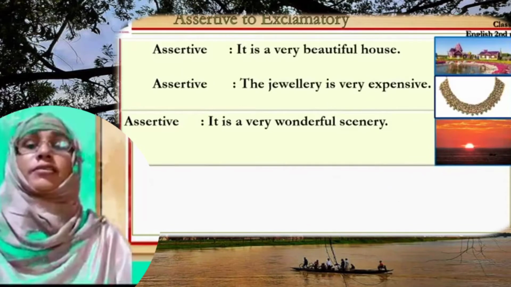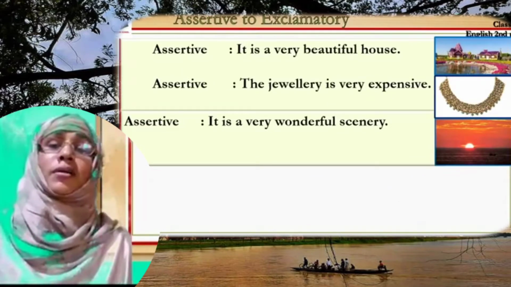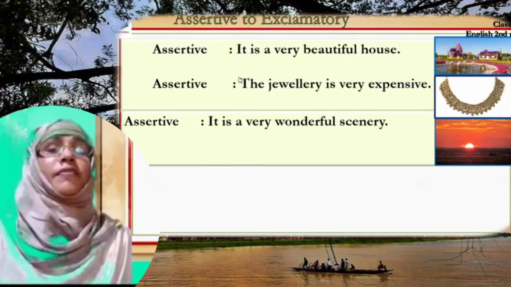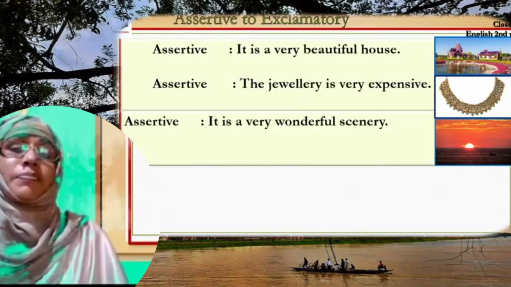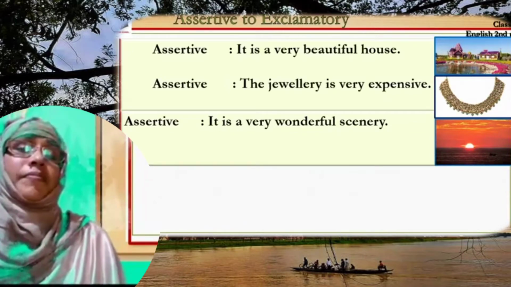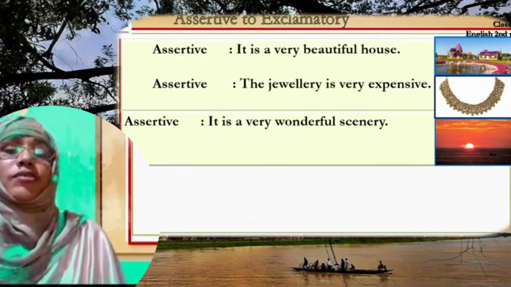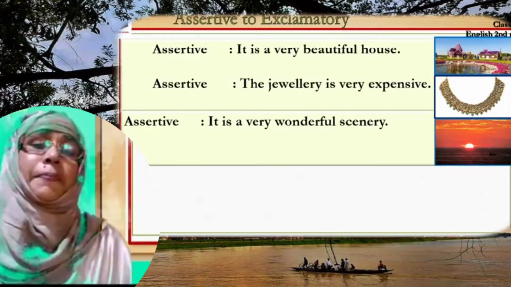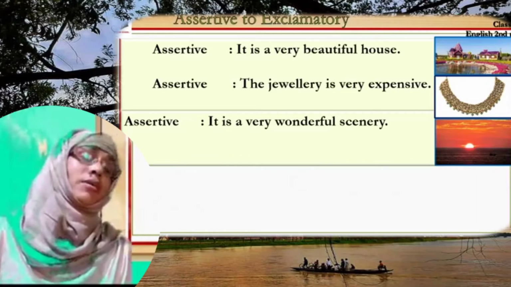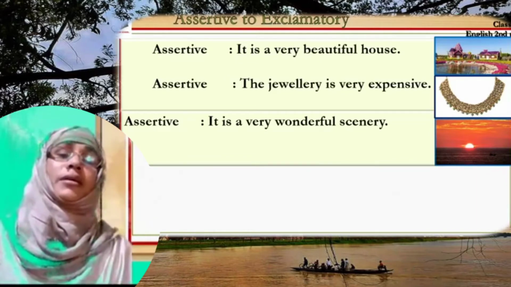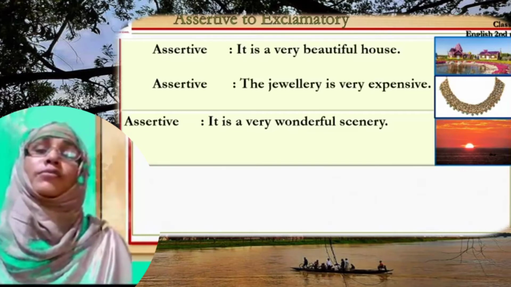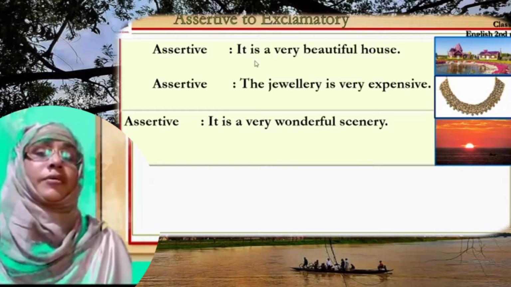Okay, students, let's have a look at the sentences. There are 3 sentences. It is a very beautiful house. It expresses what? A statement. It just describes. The jewelry is very expensive. What is it? It describes the thing, jewelry. It is a very wonderful scenery. So how can we change it into exclamatory?